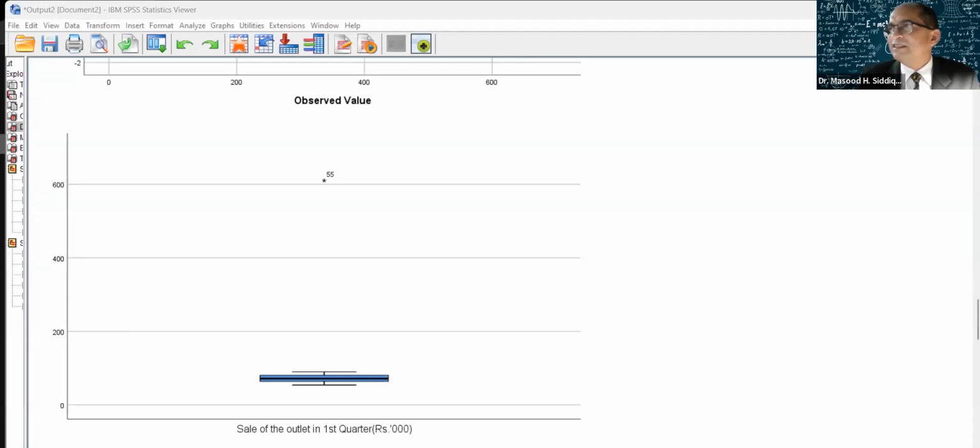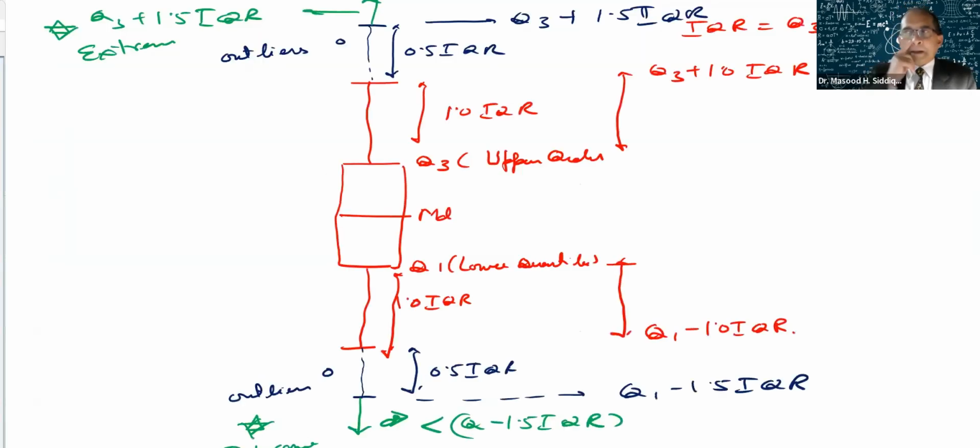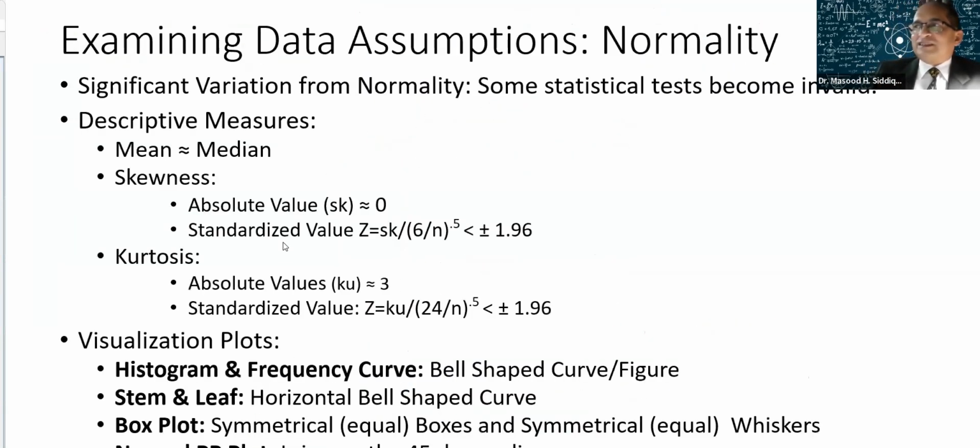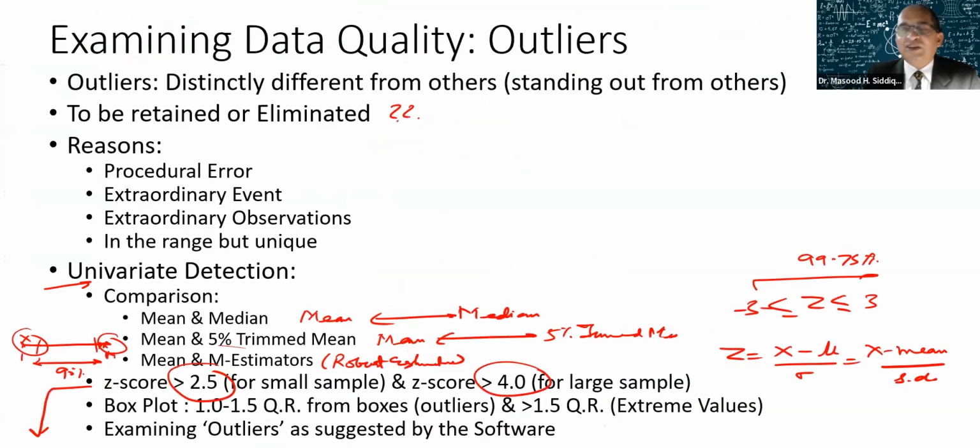Now I'm changing the screen. So outliers we have discussed. Now we are coming to the last assumption, that is the assumption of normality. There are other approaches also. We have actually considered the univariate outlier. Outliers can be bivariate.